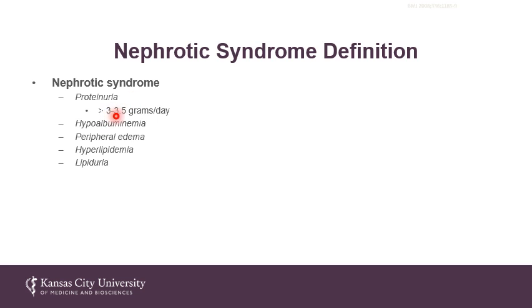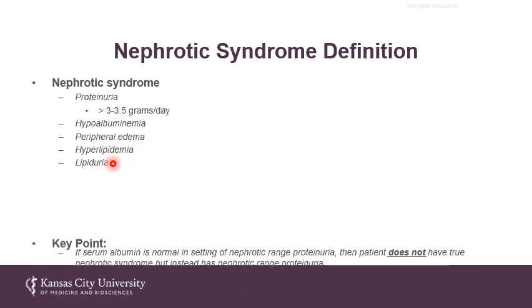Usually it's greater than 3.5 grams per day with low albumin, because the albumin in the blood is being lost in the urine. So the albumin level goes down. You have to have hypoalbuminemia. Typically you have peripheral edema, your triglyceride levels go up, and you have fat in the urine, lipiduria.